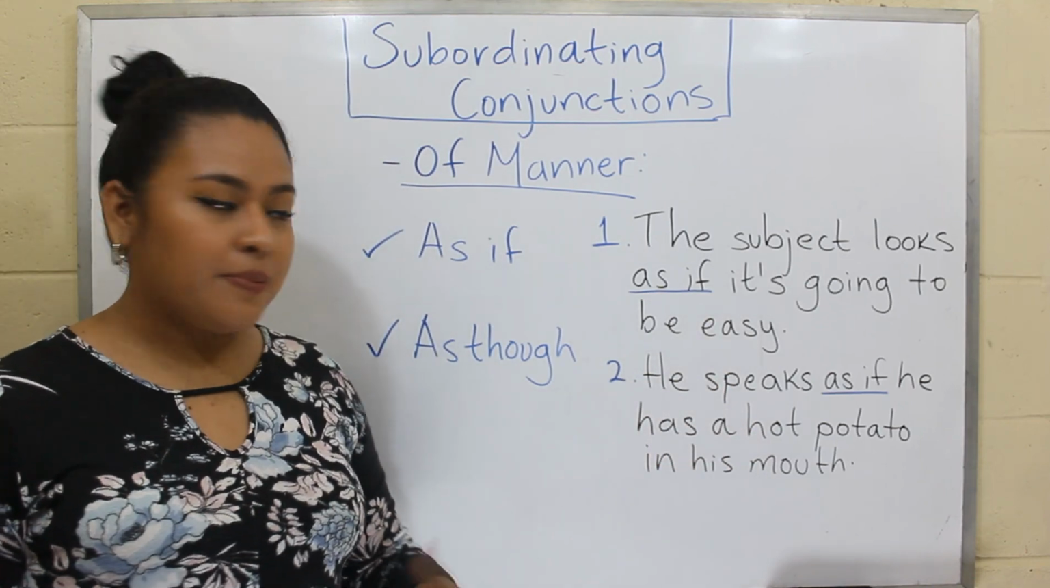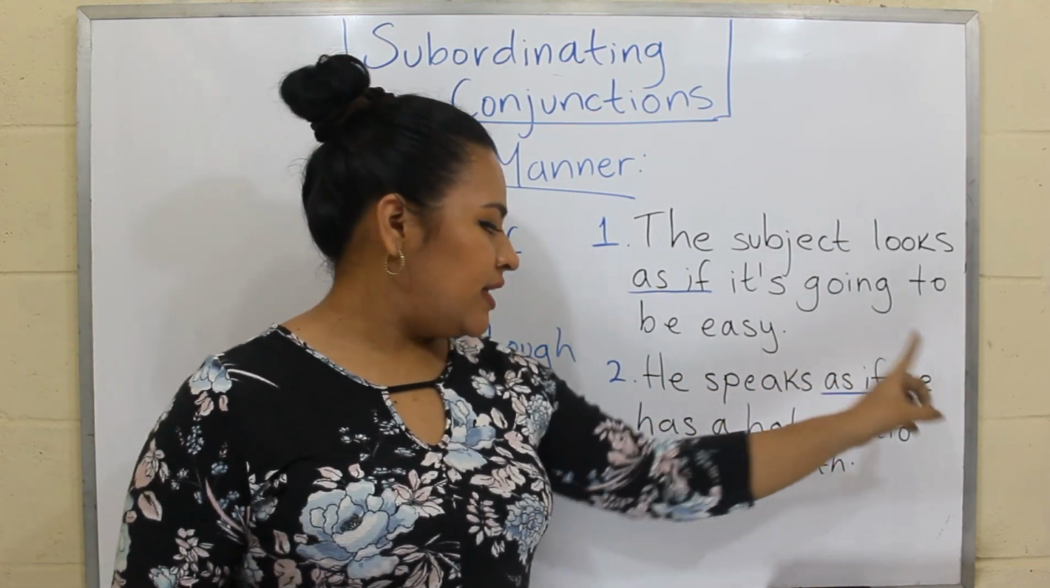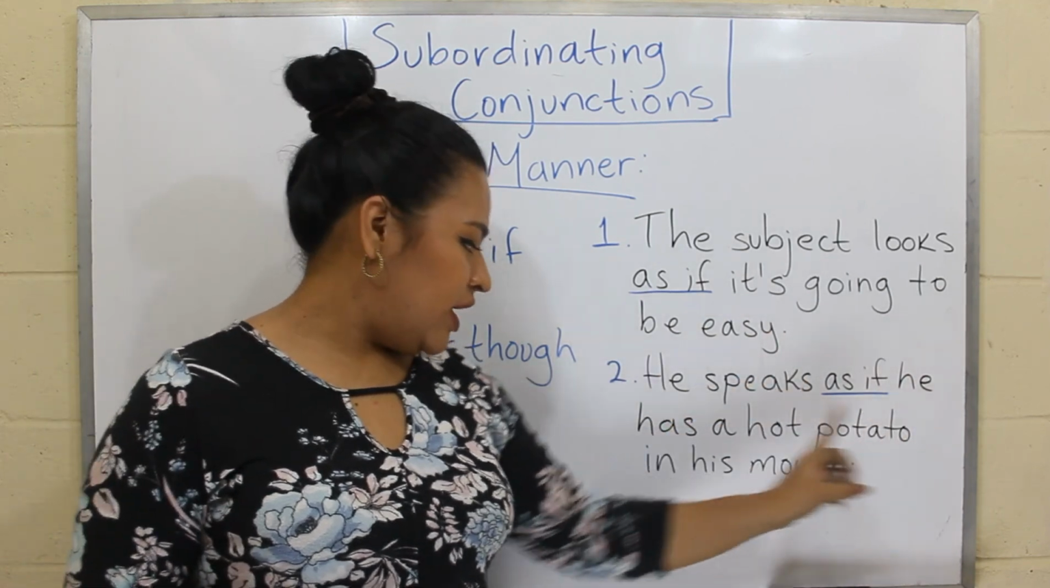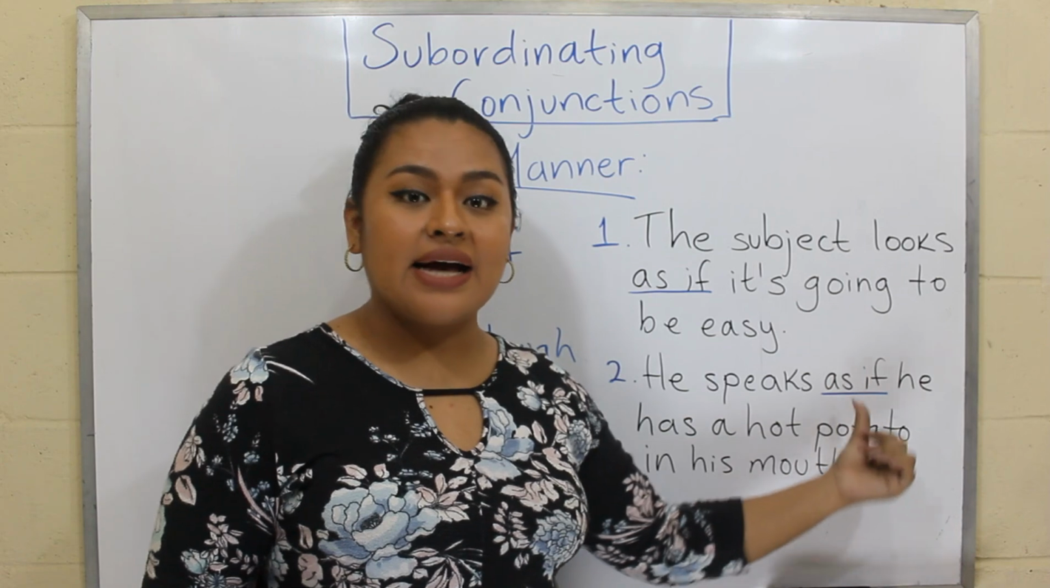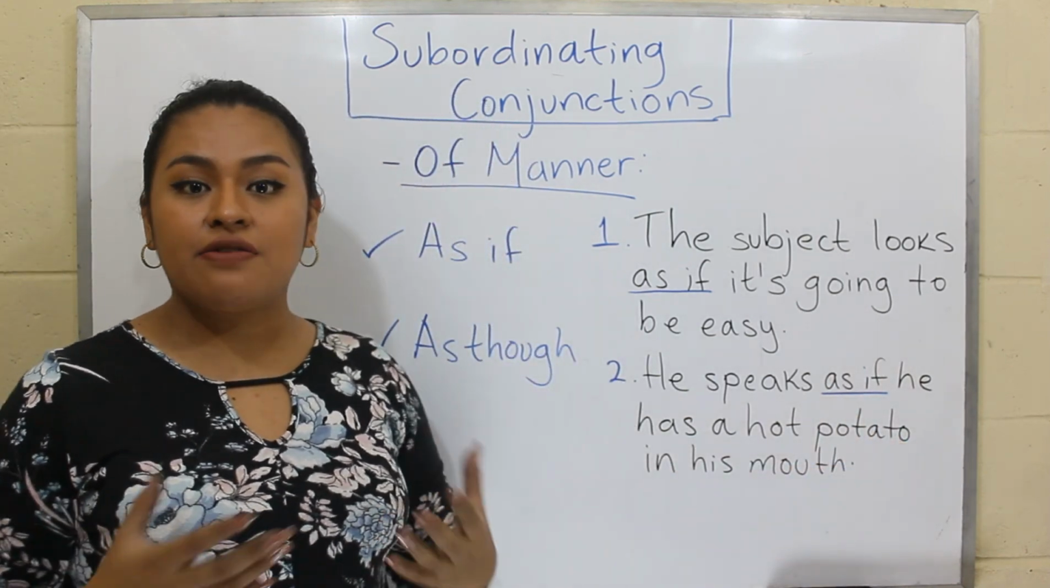Then in the next example, he speaks as if he has a hot potato in his mouth. Here we are using also as if as the subordinator of the sentence.